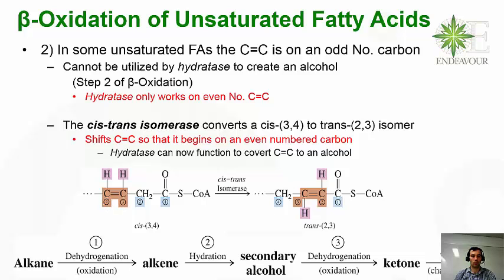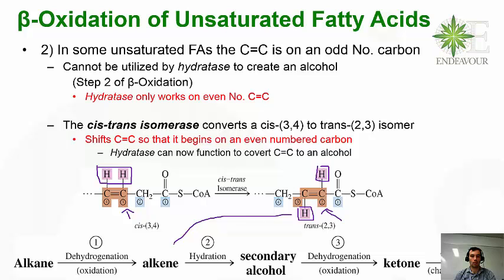the 3,4 double bond, which is cis, we can actually switch it to a 2,3 double bond, which is now trans. The cis has both of the hydrogens on the same side, whereas the hydrogens in our trans configuration are now on opposite sides. Notice that the double bond starts with an even number here, so it's 2 instead of a 3. So now we're actually able to use this product in our beta oxidation process.